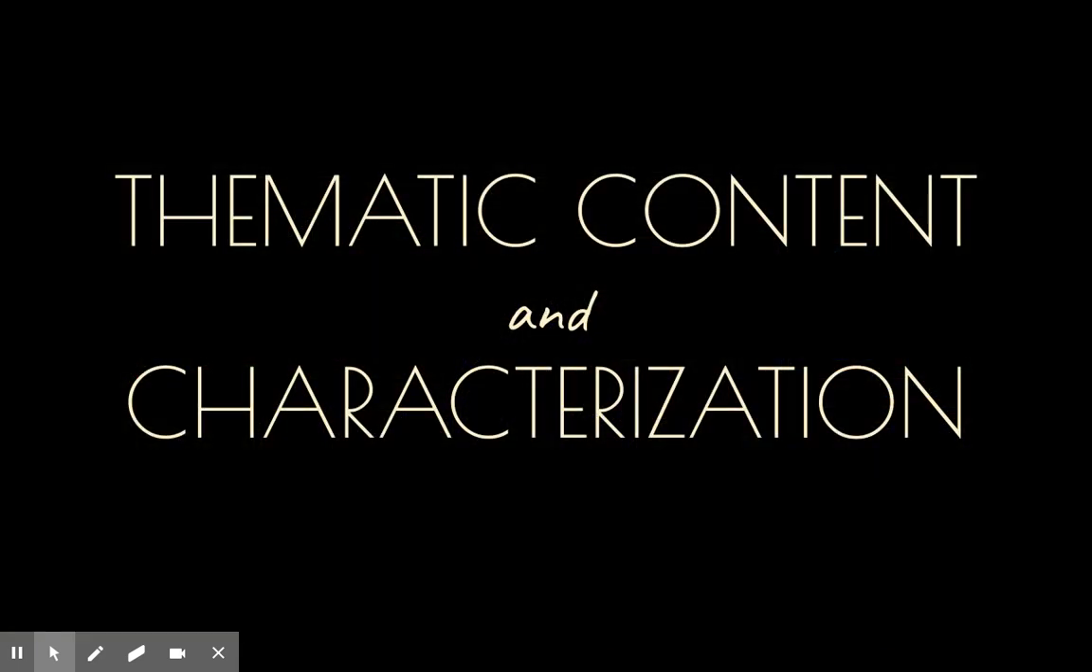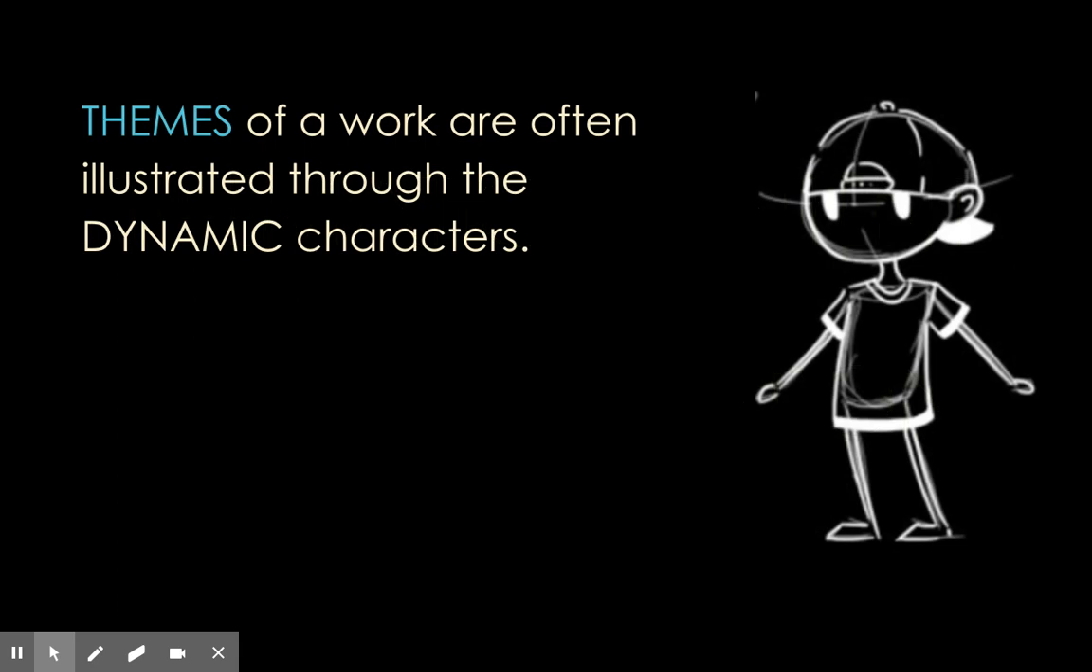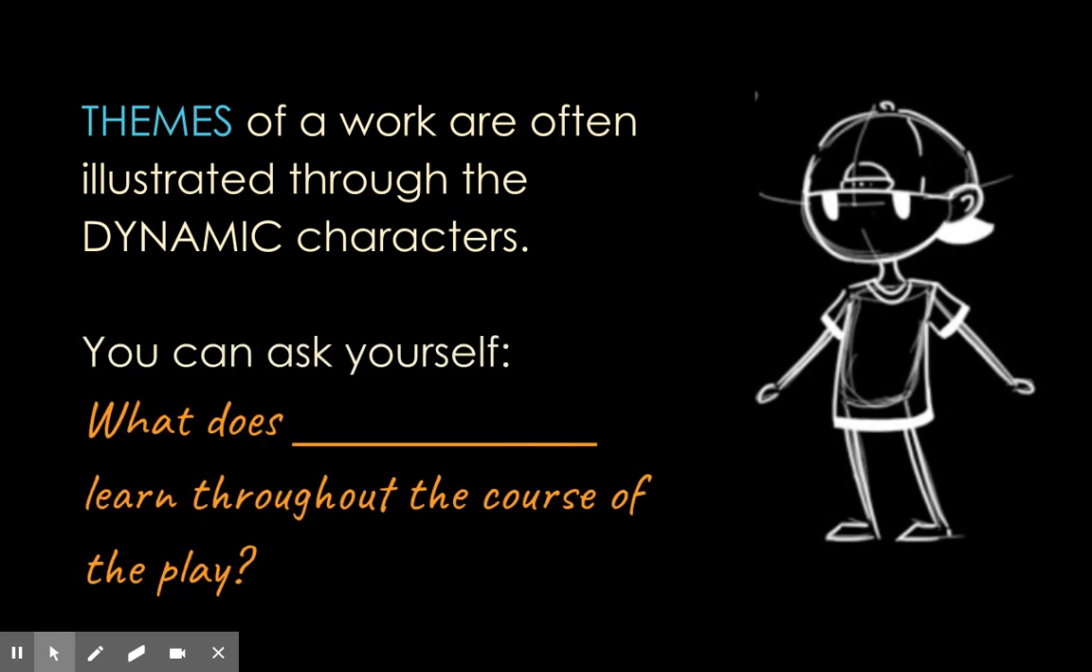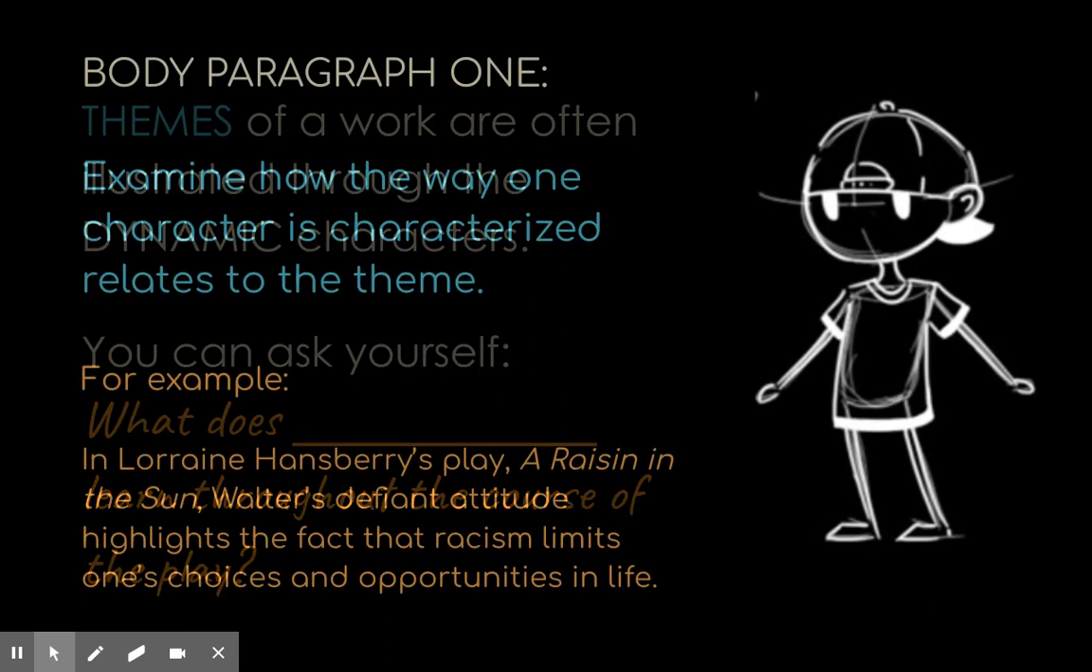So as you write this paper, there's two ways that you're going to look at the theme. The first lens that you're going to look through is characterization, so how the characters are characterized by the author. The reason why we do this is because themes often are illustrated through the actions of characters, in particular dynamic characters. So you can ask yourself the question, what does whoever it is that you are choosing from the play Fences learn throughout the course of the play?